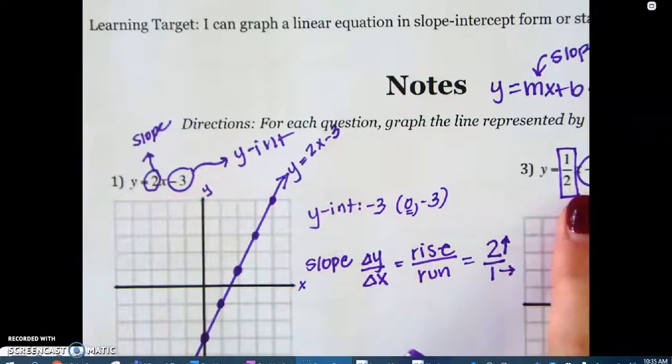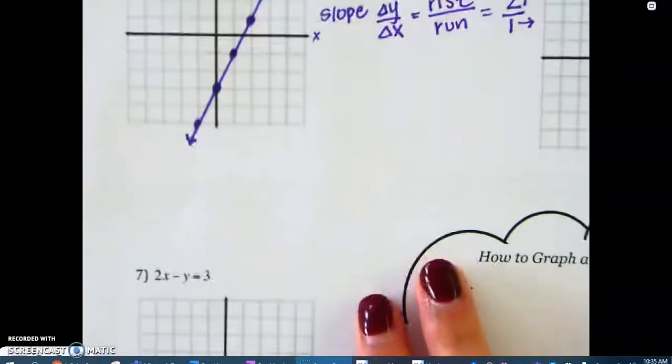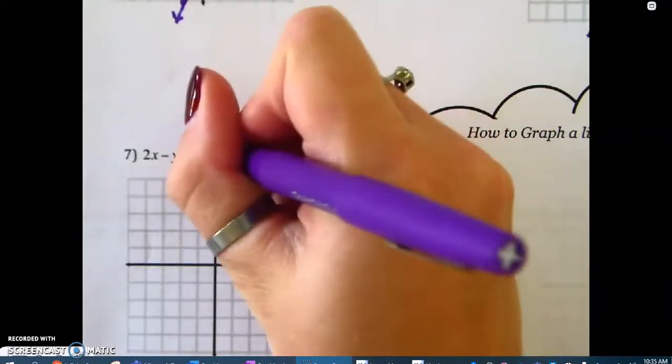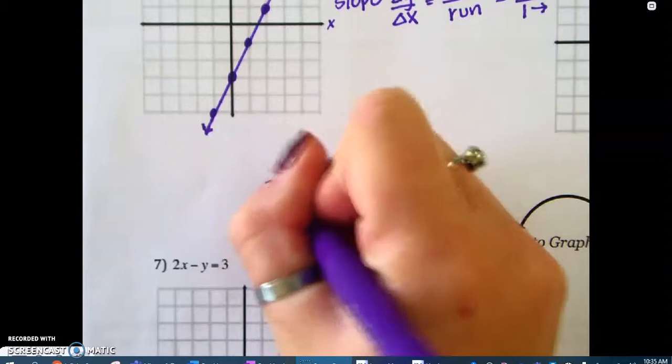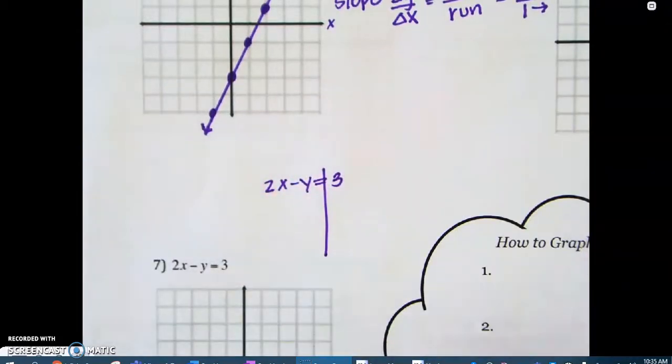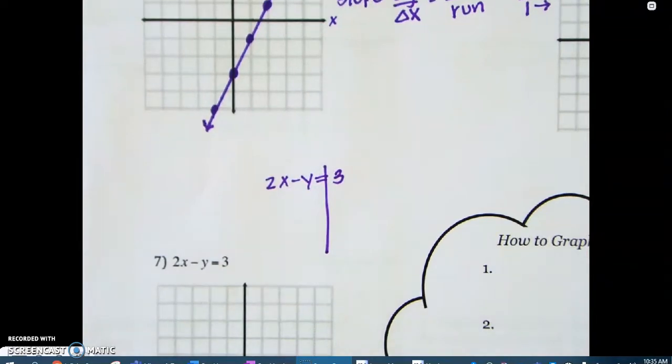So notice when I graphed my two equations up here, my equations were in y equals mx plus b form. If you notice down here, this equation doesn't have y equals. So my first step in this one is just to work with my equation to get y by itself. So I'm going to rewrite it up here. So I'll have 2x minus y equals 3. And I'm going to manipulate this equation or move things around so I can get that y by itself.